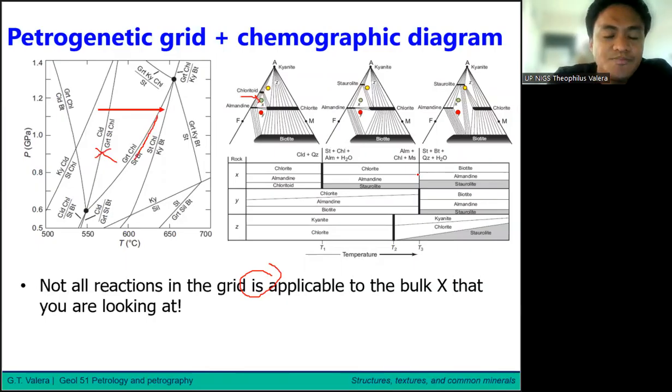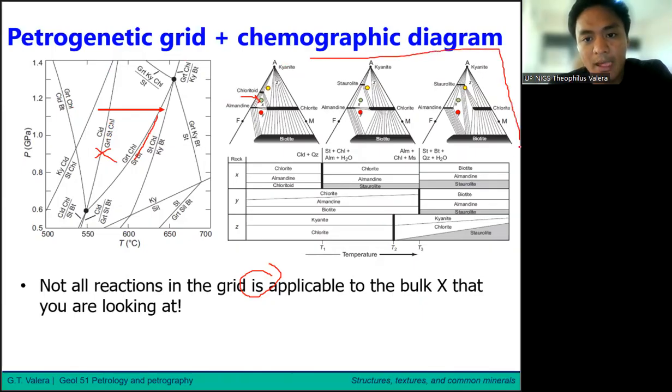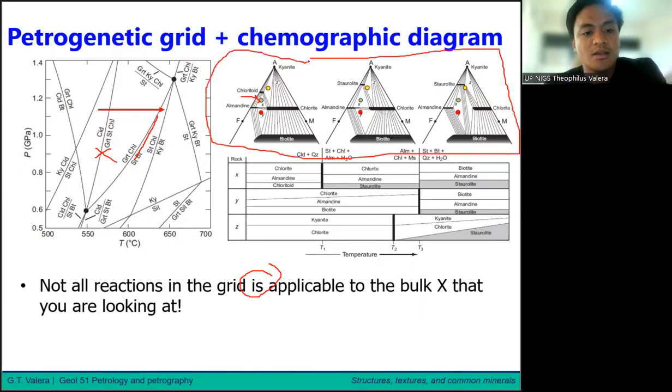Okay. And at the same time, ganun din magbasa ng petrogenetic grid in congruence or together with your chemographic diagrams. Okay? So yun yung ending. I hope you learned kung paano magbasa ng petrogenetic grid at ng AFM chemographic diagrams. The next slides would be discussing na yung reactions that affect yung ating metamorphic rocks. Okay?